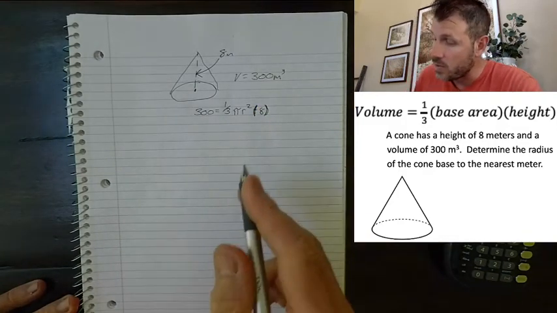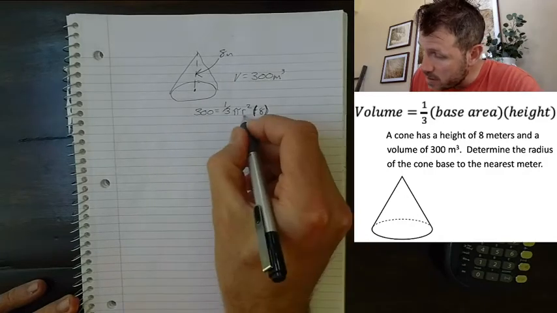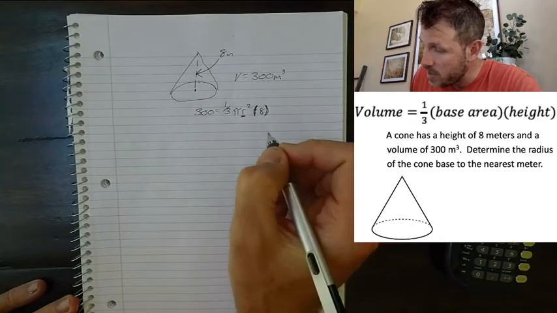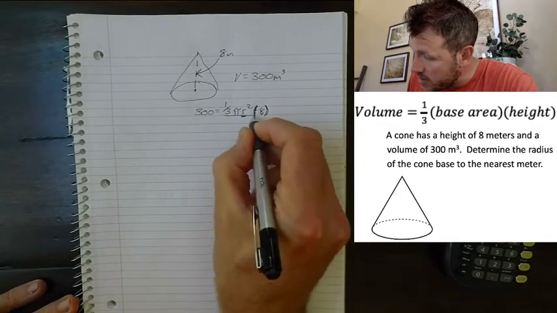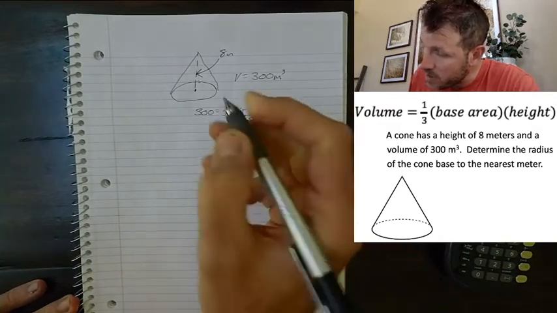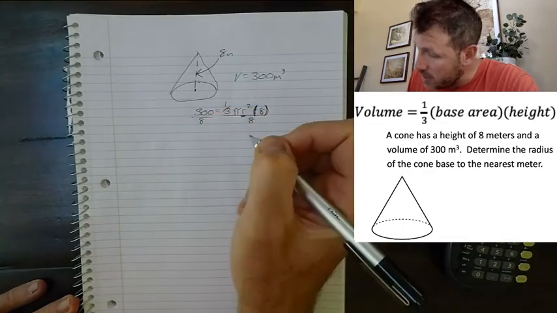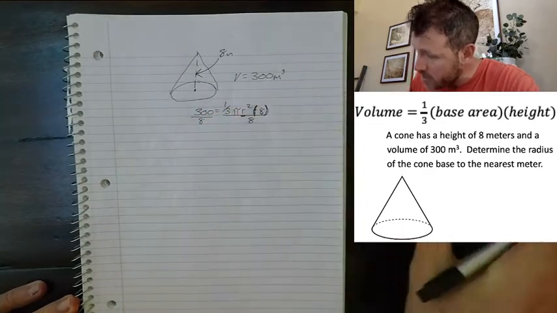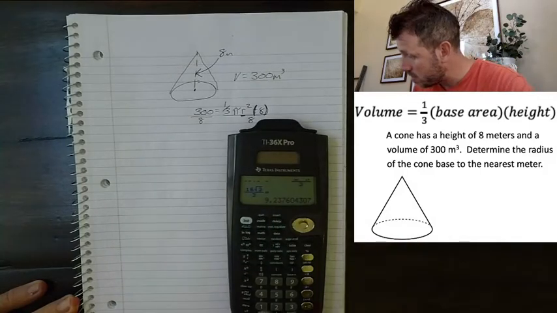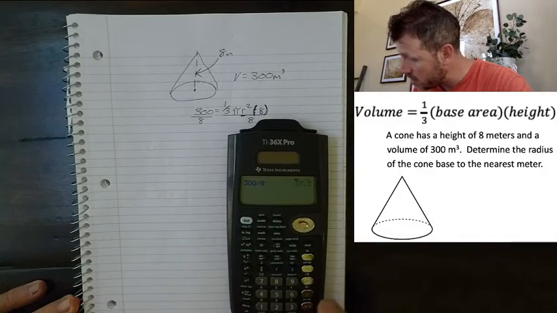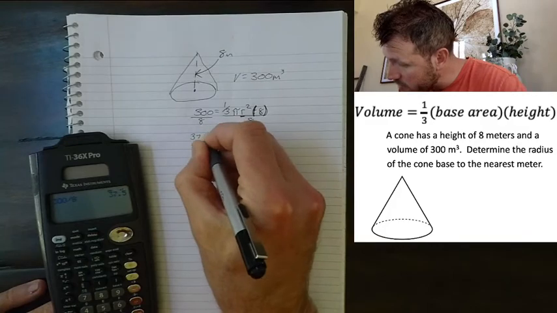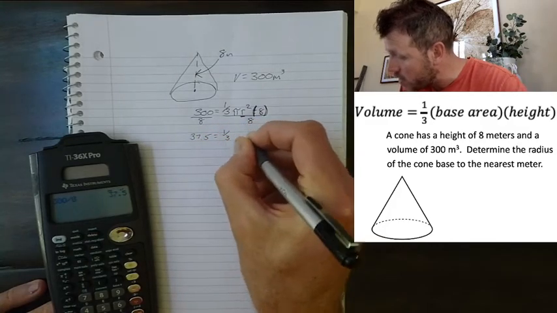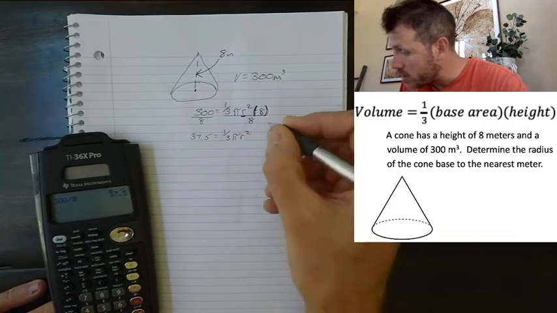Alright, so now we need to rearrange all of this to solve for this radius. Alright, so let's start by dividing out our 8. Divided by 8, divided by 8. Start with this. So we'll go 300 divided by 8 is 37.5. So 37.5 is equal to 1/3 pi r squared.